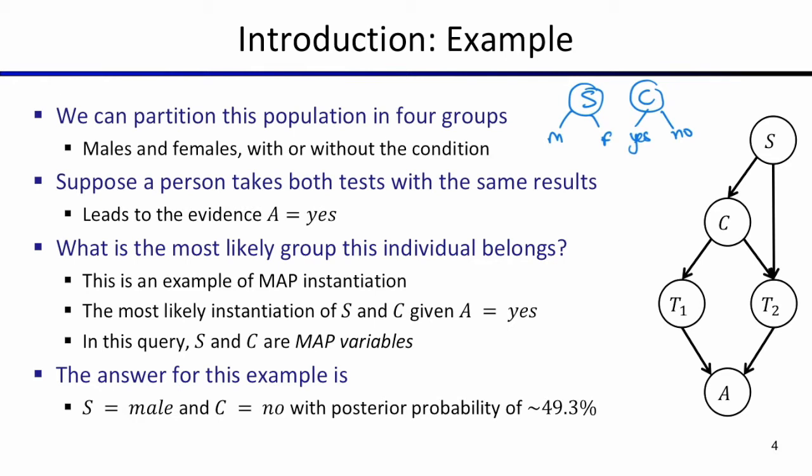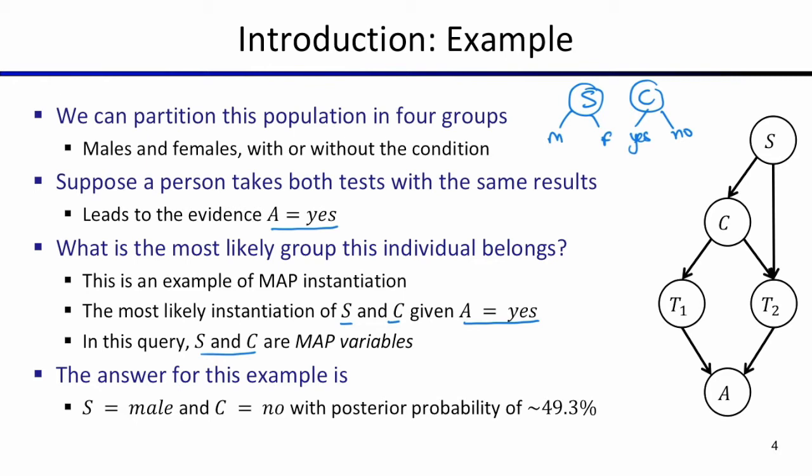And let's suppose that someone takes both tests, and the tests come with the same results. So we have this evidence that A equals yes. So what is the most likely group that this person belongs to? This is a type of MAP instantiation, and in this case we are looking for the most likely instantiation for the variables S and C, given A equals yes as evidence. And in this case, we say that S and C are called the MAP variables.